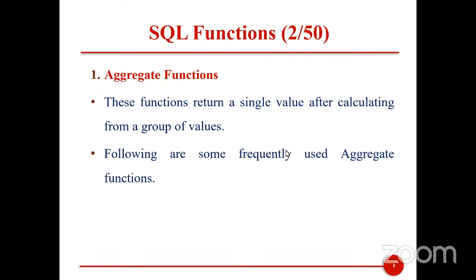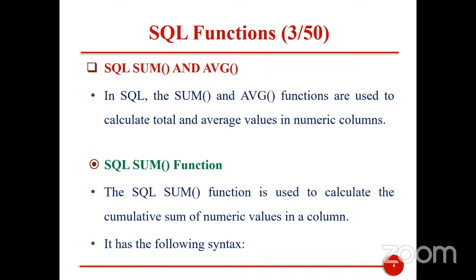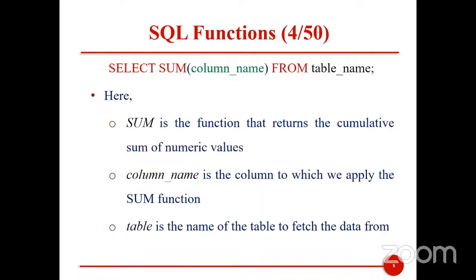So, the SQL SUM and AVG, where AVG stands for average. In SQL, the SUM function and AVG function are used to calculate total and average values of numeric values. The SQL SUM function is used to calculate the cumulative sum of numeric values in a column. The syntax is SELECT SUM, then you indicate the column name where you want to calculate the sum from, then the table name. You'll be able to do that.